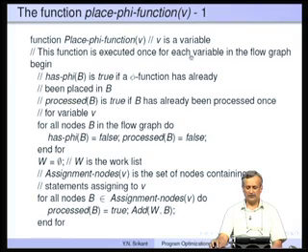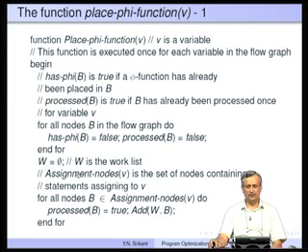So, this is executed once for each variable in the flow graph. Has phi is true if a phi function has already been placed in a basic block B. Processed B is true if B has already been processed once for variable V. So, these two are set to false and initialized for the whole program.